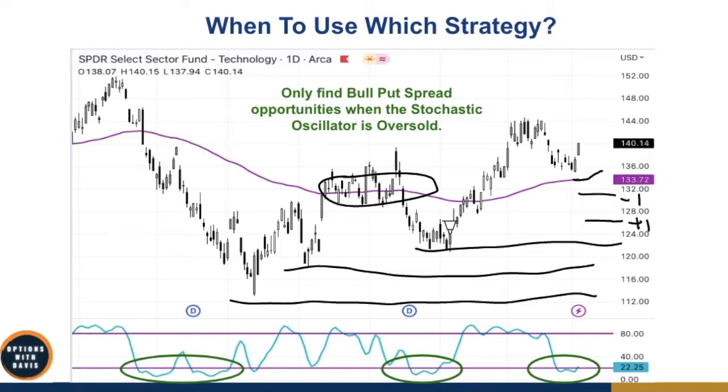Or let's say you want this support because you think this support is going to hold. Then guess what? You don't enter into a bull put spread just yet, right? You just wait. Let me just remove this. What you want to do is wait for the stock to drop a little bit further first, and then you start to sell the bull put spread below this support level down here. So -1 and then +1. Okay, so you only find bull put spread opportunities when the stochastic oscillator is oversold.